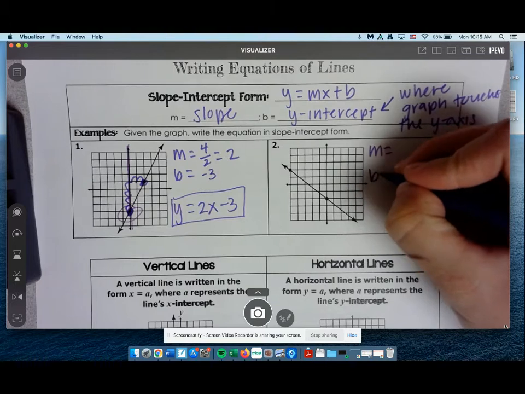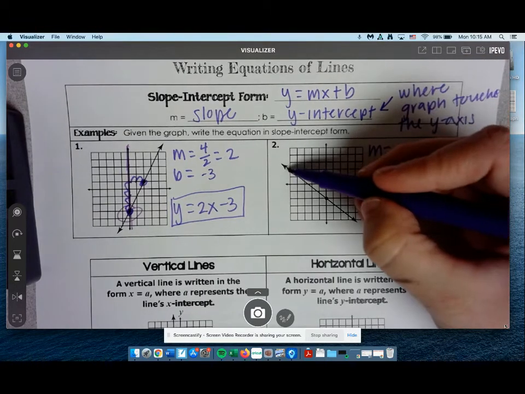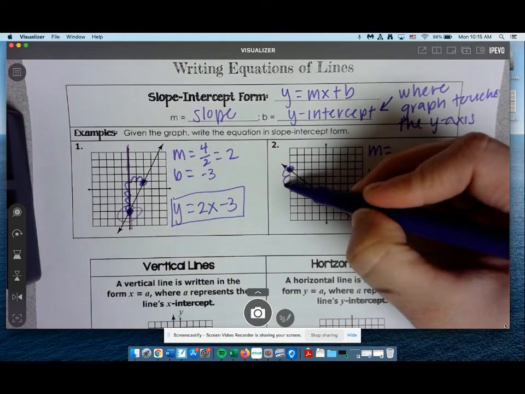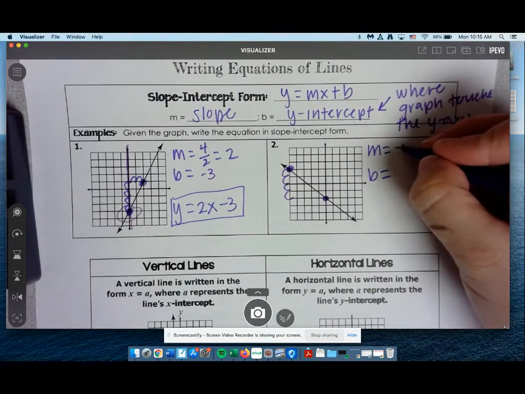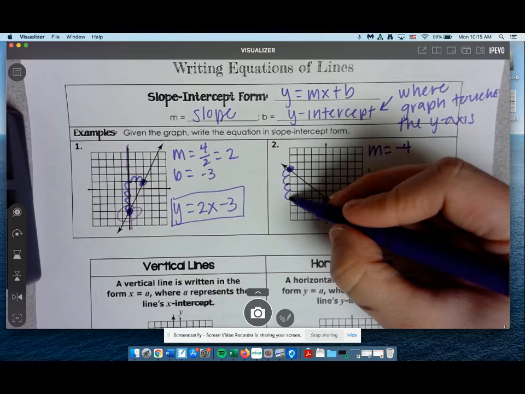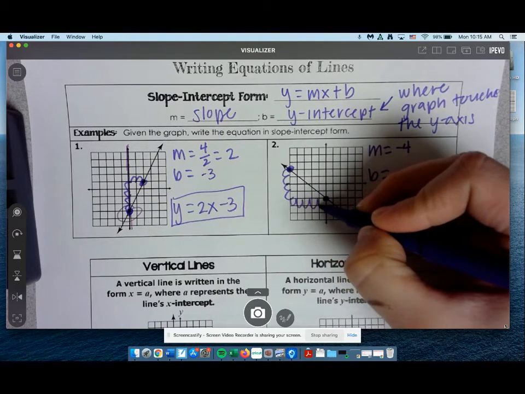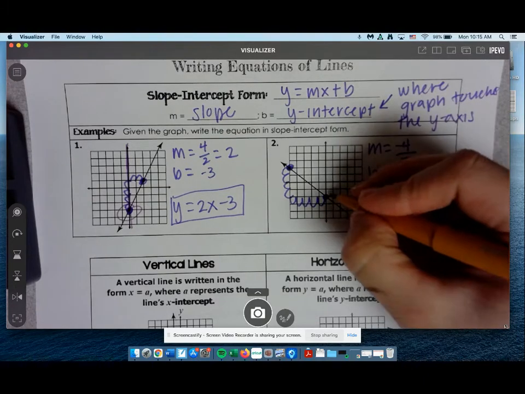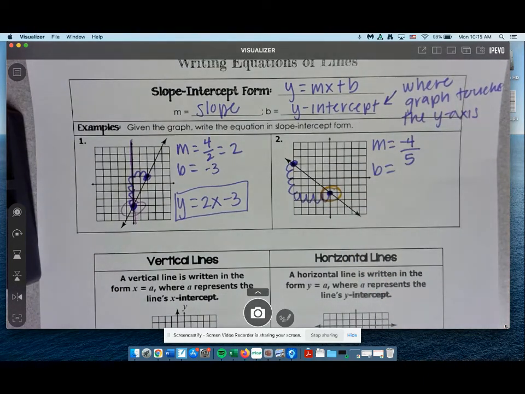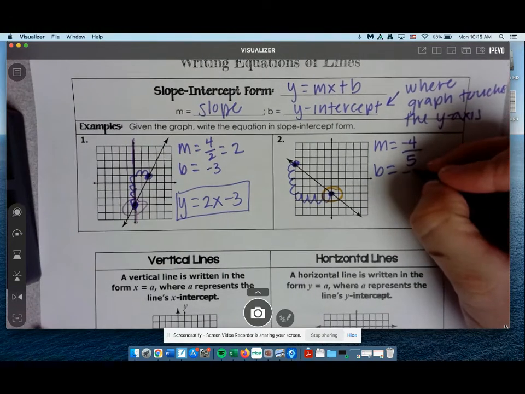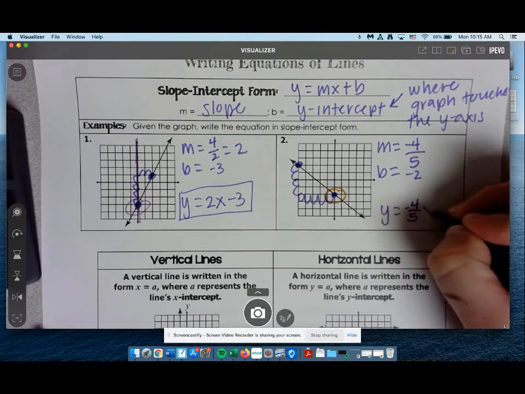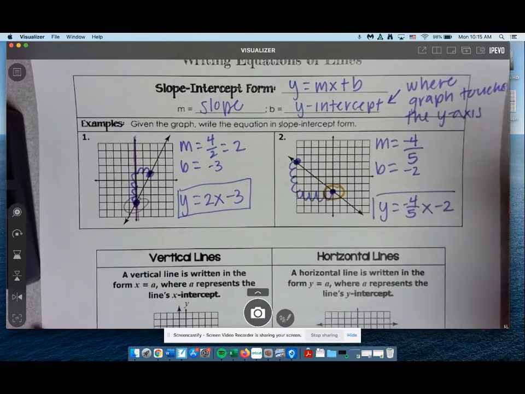M and B, our slope, how many down from this dot to this dot? 1, 2, 3, 4. So -4 because we went down. How many over? 1, 2, 3, 4, 5. Can't reduce -4 fifths, so we just leave it. Where do we touch the y-axis? This point right here, which is -2. So y equals -4 fifths x minus 2. Perfect.